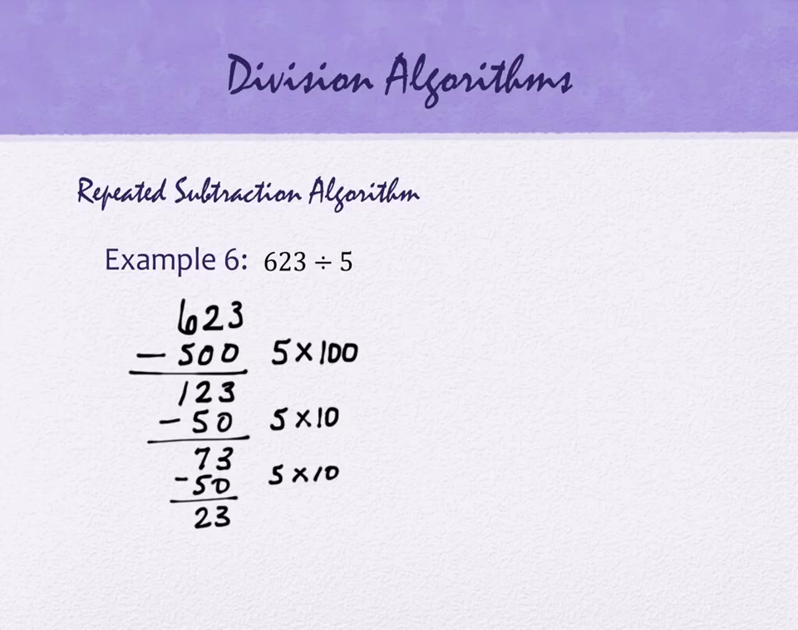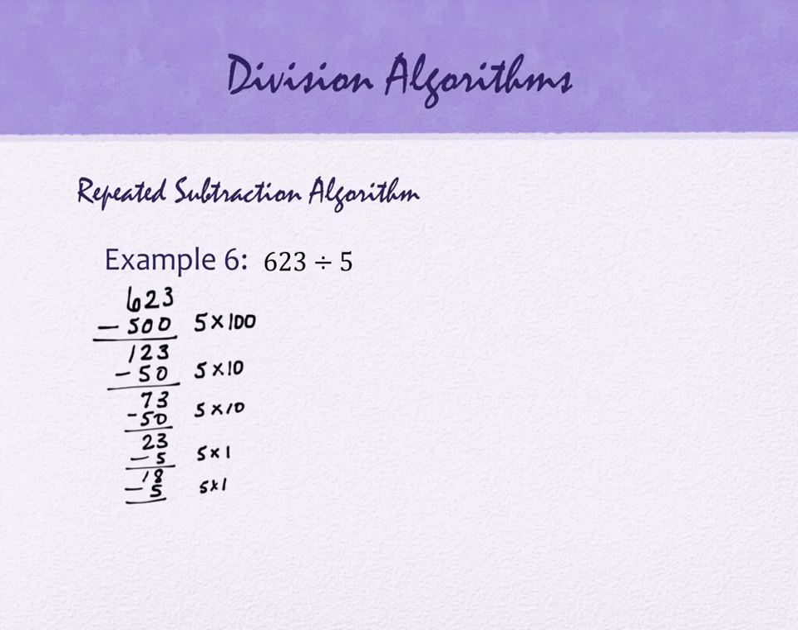All right, 23. Can I subtract 5 times 10 again? No, it's too big. But I can subtract 5 times 1, which would give me 18. Can I subtract 5 times 1 again? What would that give me? 13. Can I subtract 5 times 1 again? I can. That would give me 8. And it's a lot of steps. If I subtract it one more time, I get 3, and then I'm done, right?